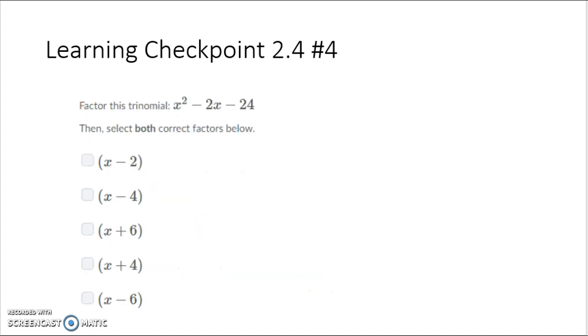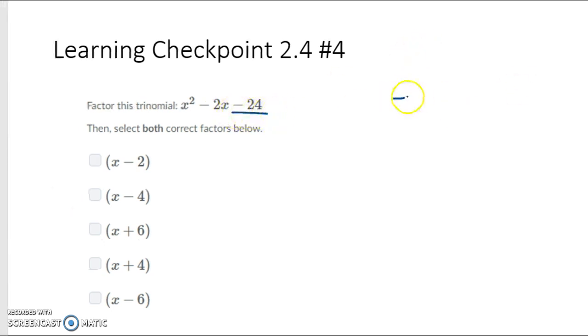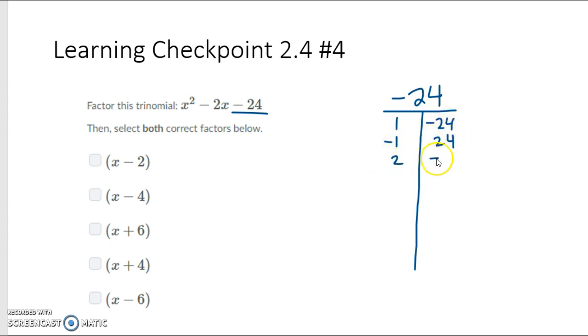Number 4 says, factor this trinomial and select both of the correct factors below. So we are going to be looking for factors of negative 24 that add to give us negative 2. So I'm just going to go through here and list all of the possible ways that I can multiply to make negative 24. I can do 1 times negative 24, negative 1 times positive 24. This is going to take a minute, so just bear with me while I make the list.